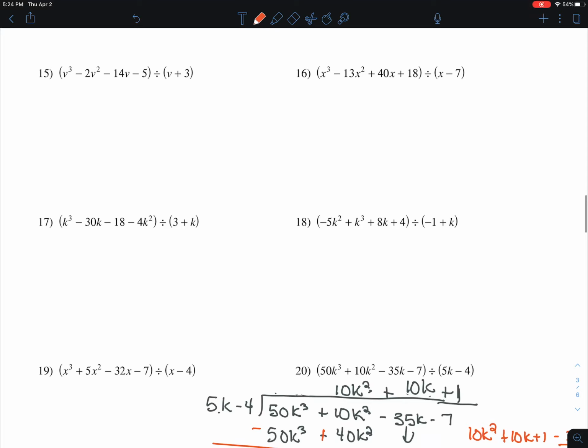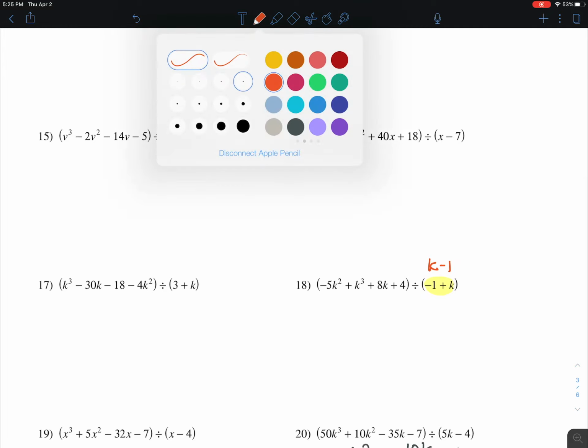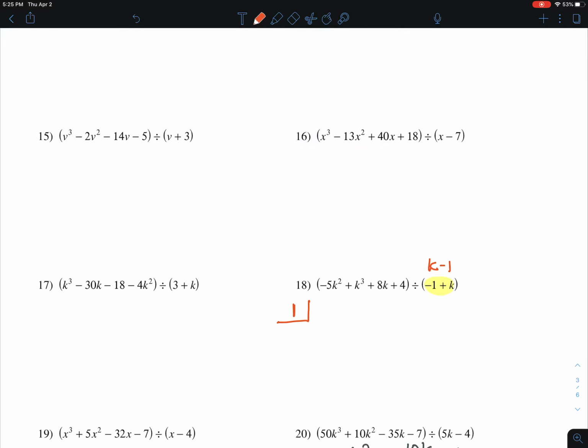Okay, let's try number 18. It's got 4 terms, but we're not going to be bothered. But the other thing I want you to see about this one is that we're going to have to rewrite this as k minus 1. I'm just using the commutative property of addition to rewrite that. So k minus 1. So everything else remains the same. So I'm going to give k its own little box. I'm going to give 1 its own little box, and then I'm going to write the terms negative 5.